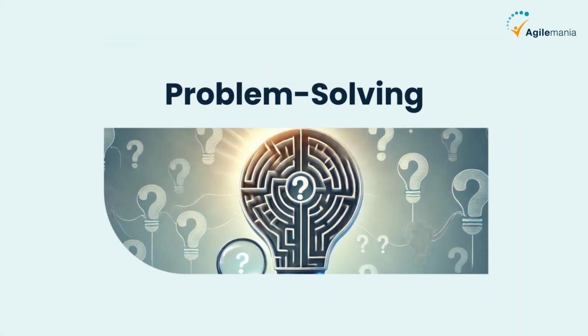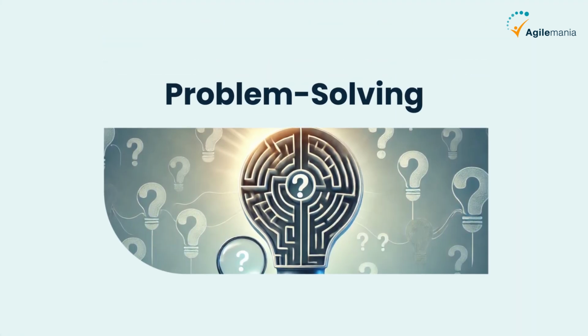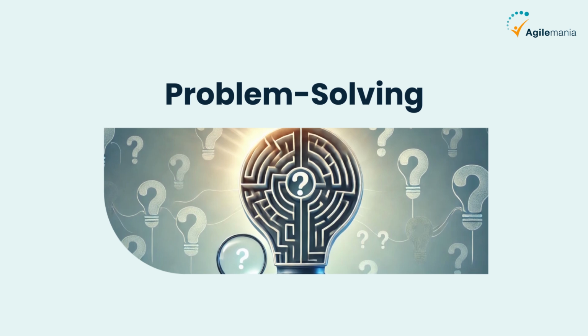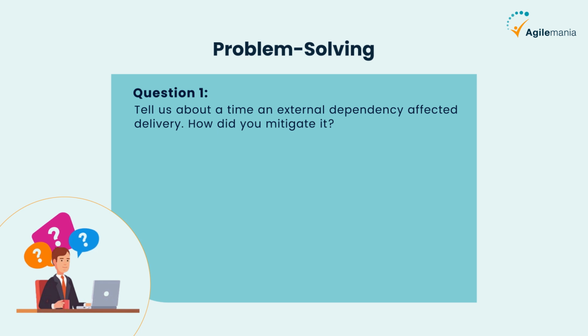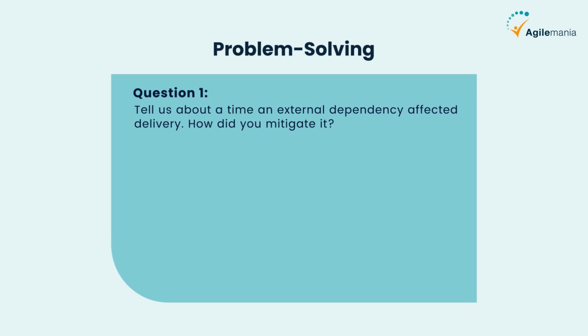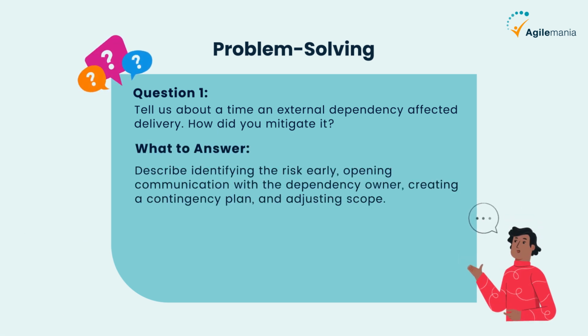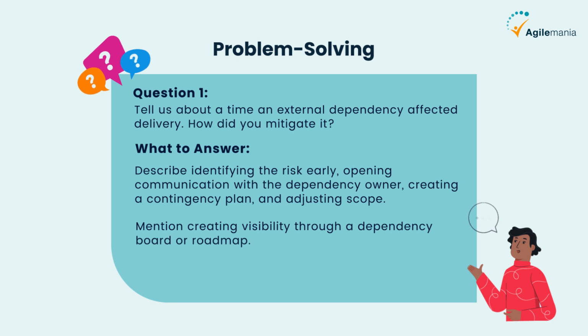Next category is problem solving. This category question talks about how you can handle surprises. Question 1. Tell us about a time an external dependency affected delivery. How did you mitigate it? What to answer? Describe identifying the risk early, opening communication with the dependency owner, creating a contingency plan, and adjusting scope. Mention creating visibility through a dependency board or roadmap.